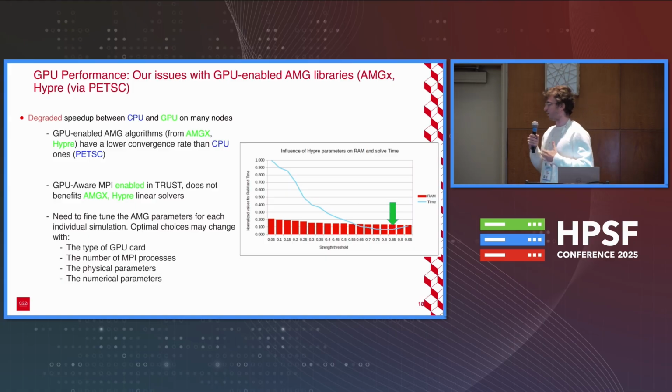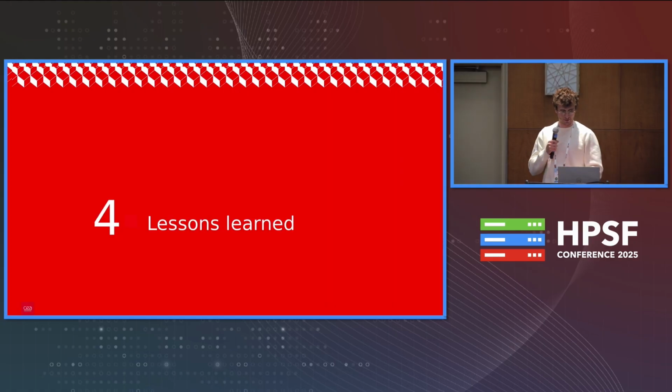It's also a well-known problem, but it can be tricky to fine-tune the AMG parameters for each simulation, because the optimal choice may change with the type of GPU card you use, the number of MPI processes, your physical parameters, and your numerical parameters, of course. So it's something that's tricky for us.